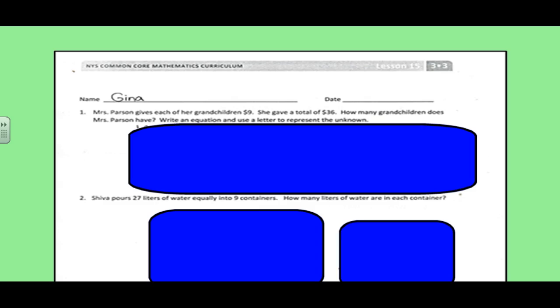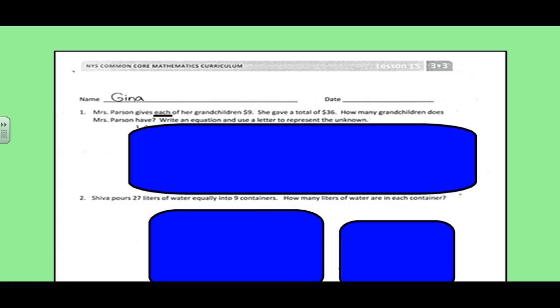So they told us that each grandchild got $9, and they told us that there was a total. And we've looked at this word right here before, each. When you see this in a problem, we know that we're going to be dividing. So I've got $36 and I've got $9 that each grandchild got, but we don't know how many grandchildren. So using a tape diagram, we're going to figure that out.